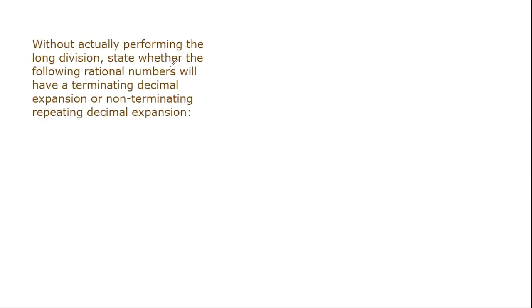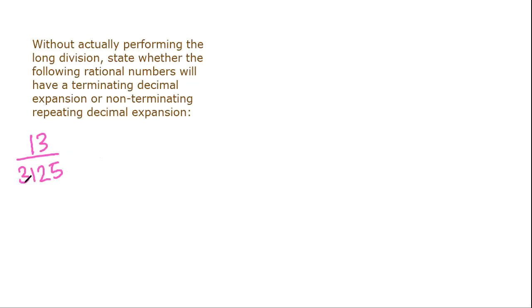Now, let's consider the fourth exercise of the first chapter. The first question is given as: without actually performing the long division, state whether the following rational numbers will have a terminating decimal expansion or a non-terminating repeating decimal expansion. So this is a question, and one of the numbers given is 13 divided by 3125. Let's find the behavior of its decimal expansion.